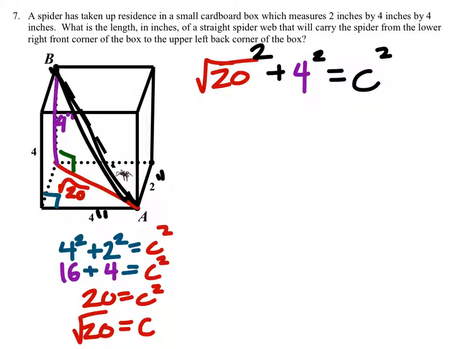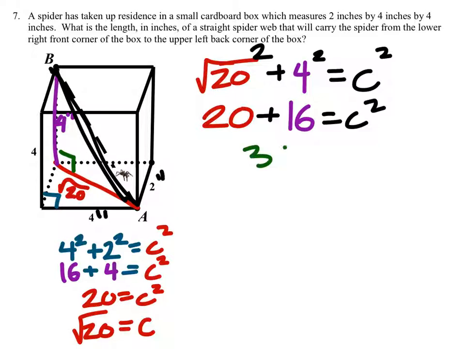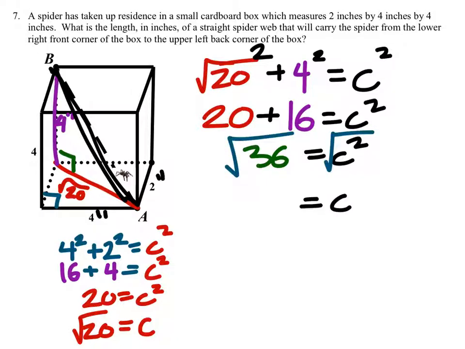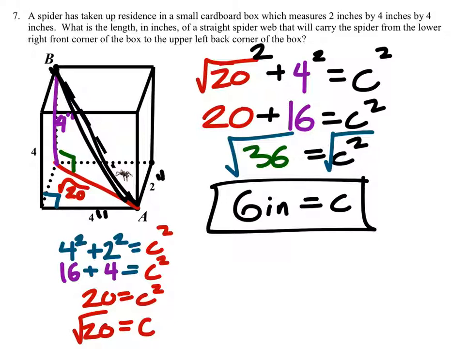squared. So this ends up being 20, square root of 20 squared is 20, 4 squared is 16. And we're going to add those to make c squared. And when we do, we get 36 out of that. So now to solve these, we'll go ahead and square root both sides, which gives us c is 6 inches. So that would be the length of the spider web in this case.